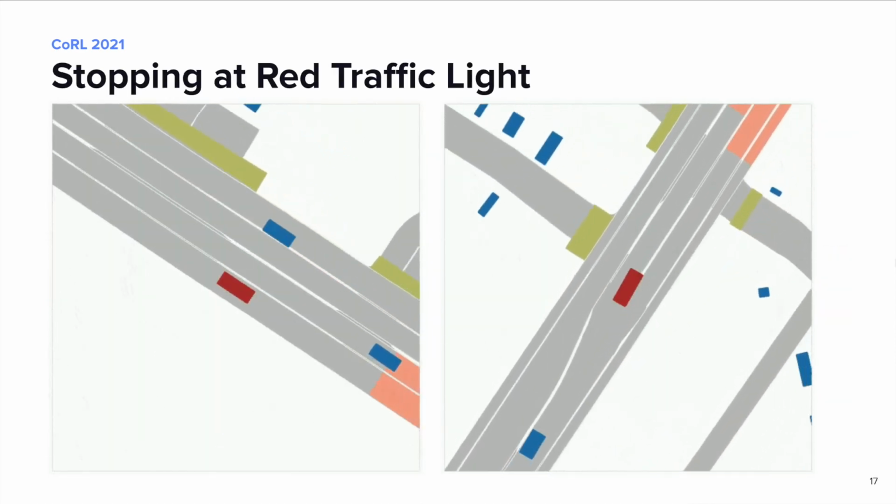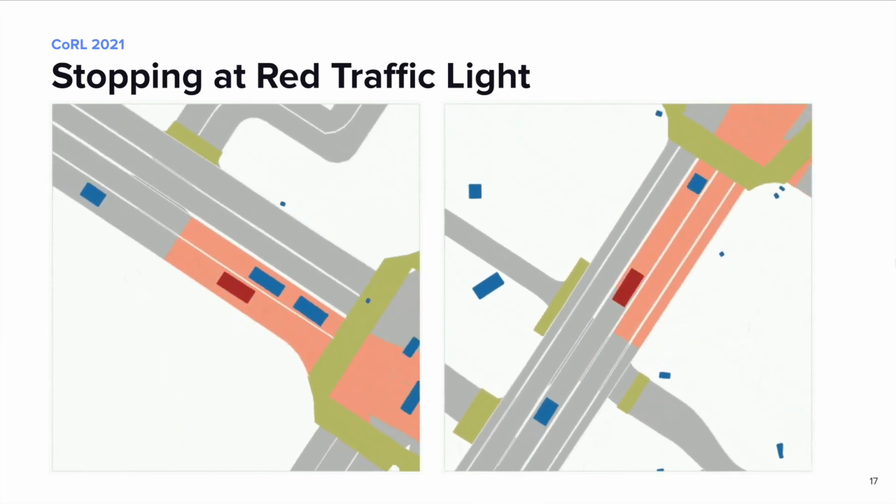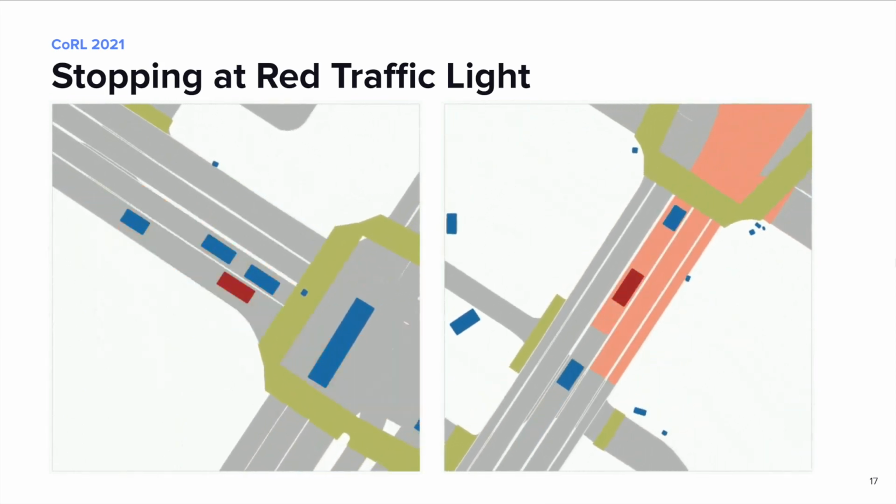We begin by showing how Urban Driver stops for a red traffic light. In our visualizer, traffic light colors are projected to the lanes they belong to. Crosswalks are indicated in yellow.